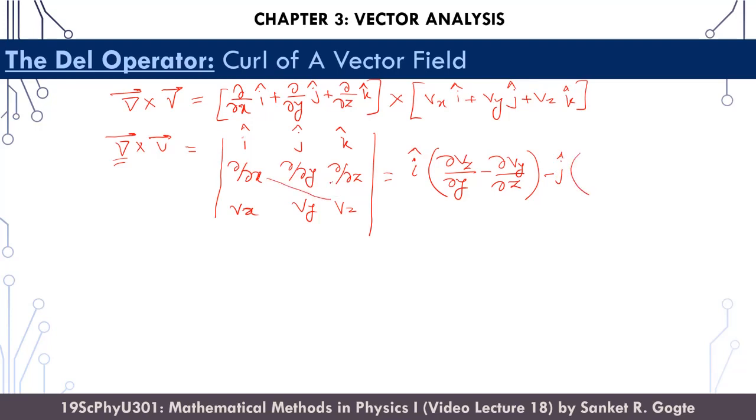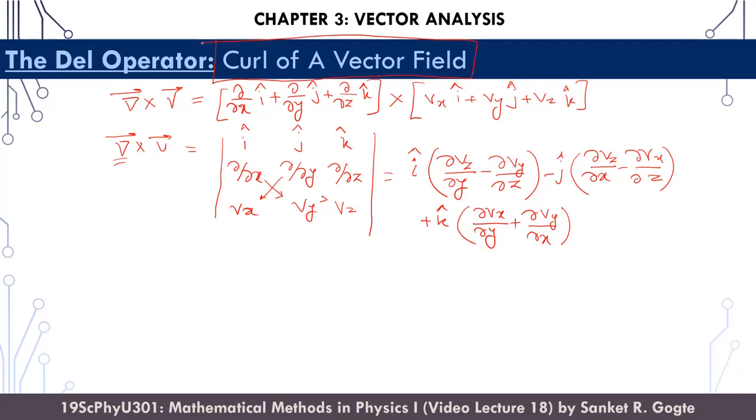Now we have to consider this operation and this operation. Therefore, this is dou vz by dou x minus dou vx by dou z, plus, in the end, we have to consider this operation, which is dou vx by dou y minus dou vy by dou x. So this is how you can calculate del cross v, which is called the curl of that vector field. Now it should be clear from this right hand side that this is a vector field, because these are scalar terms and they are multiplied by i, j and k, the unit vectors, and therefore the curl of any vector field is another vector field.